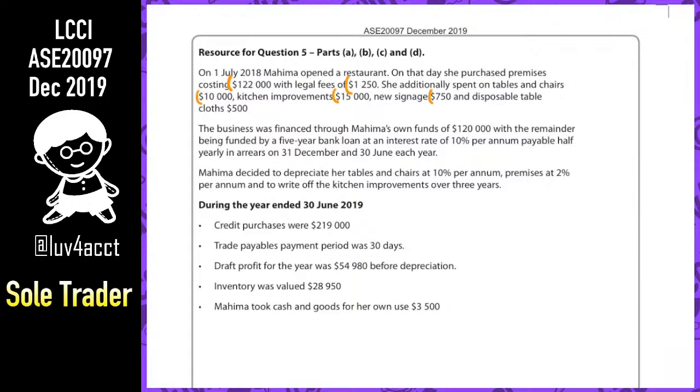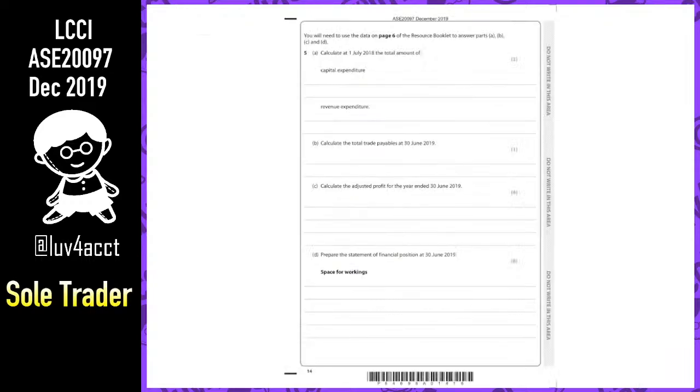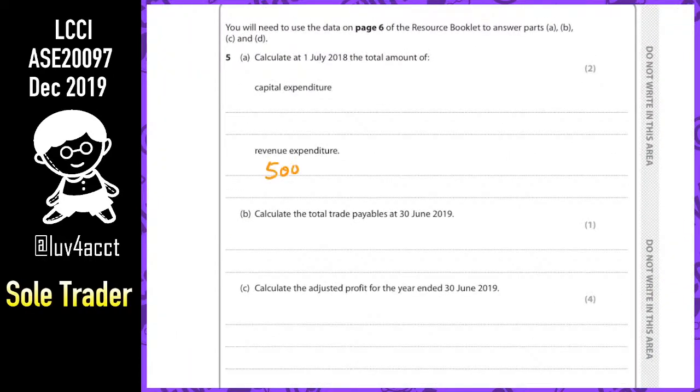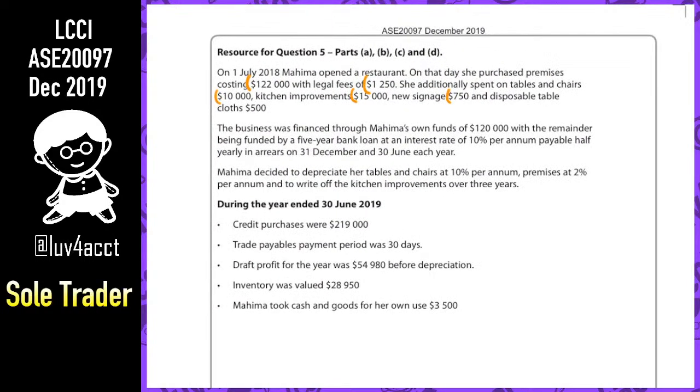So the only revenue expenditure is the tablecloth, because it is disposable tablecloths. If it is tablecloths that can be used for more than 1 year, then it is not revenue expenditure. So 500 is revenue expenditure, and the rest will be capital expenditure. And let us calculate.